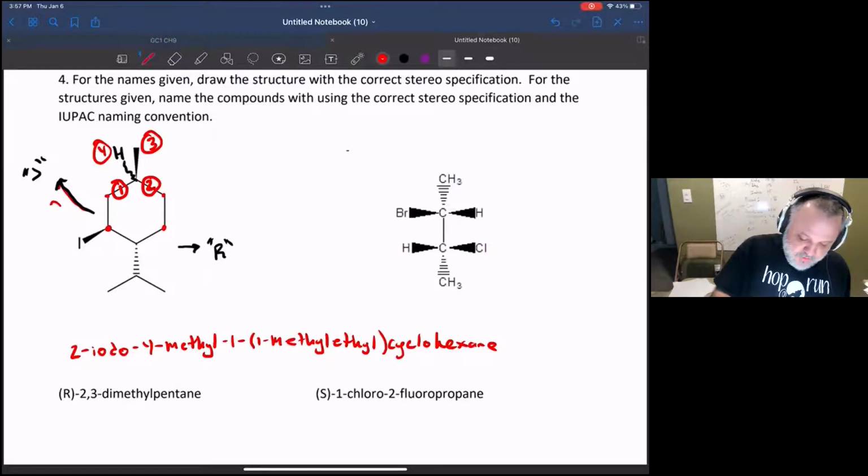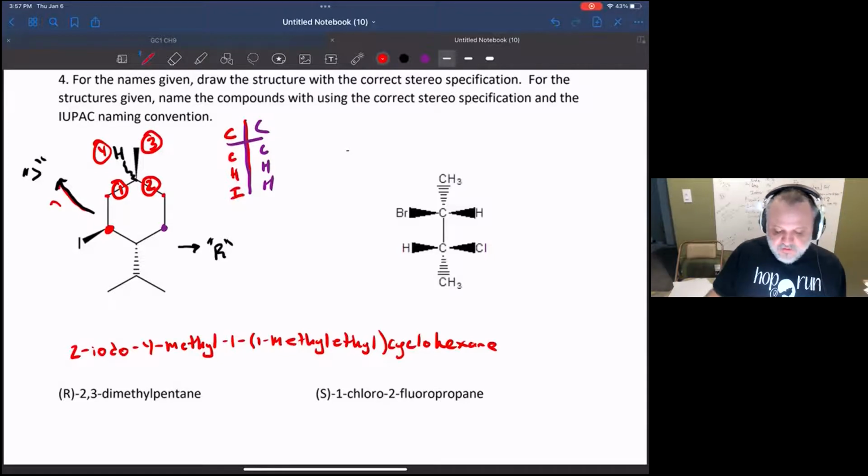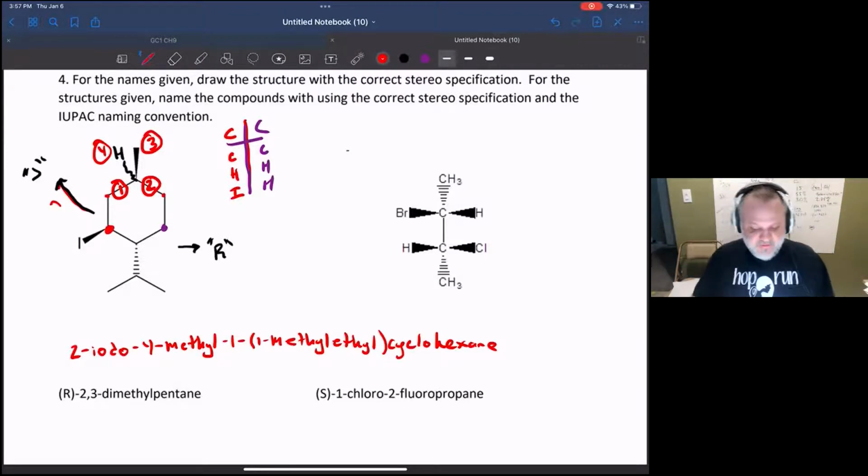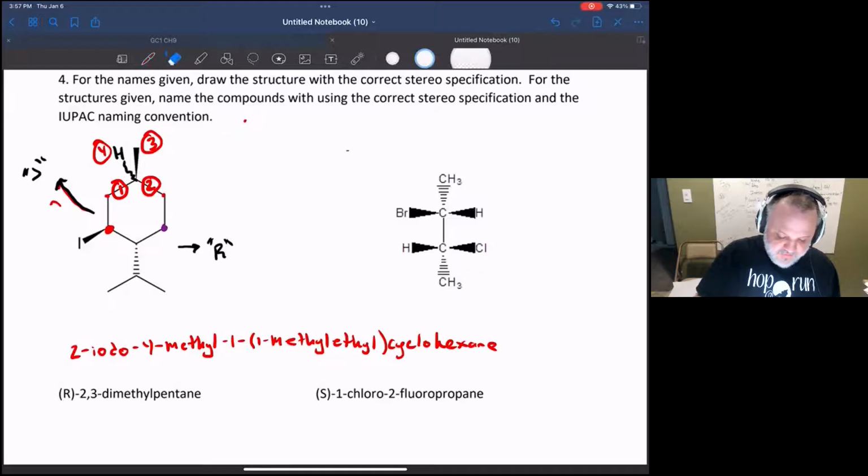If we were to take the two purple and red carbons and write a list, for the purple list, we would get carbon, hydrogen, and hydrogen. And for the red list, we would get carbon, hydrogen, and iodine. And so we're definitely winning with the iodine there. Okay, so we've got that figured out.